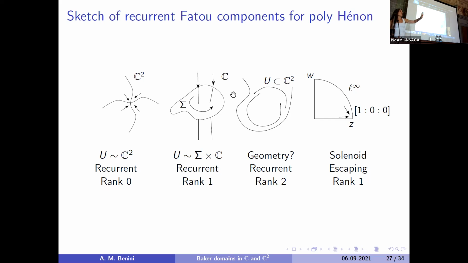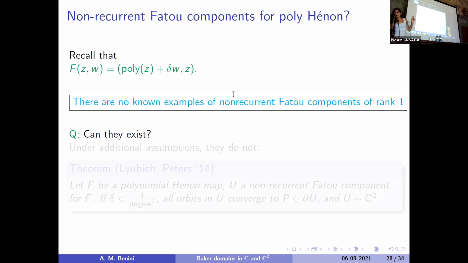Because when you look at this specific expression of the map, you can see that when you go to infinity, really the leading term is the polynomial factor Z, and everything behaves more or less as in one variable.